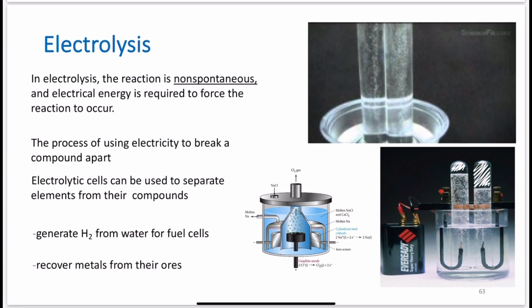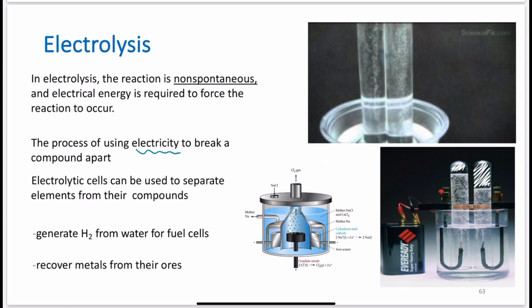So again, electrolysis, this process of using electricity to break a compound apart. And the reaction is still non-spontaneous. Electrical energy is always required to force the reaction to occur. The electrolytic cells can be used to separate elements from their individual compounds, such as generating hydrogen gas from water for fuel cells.